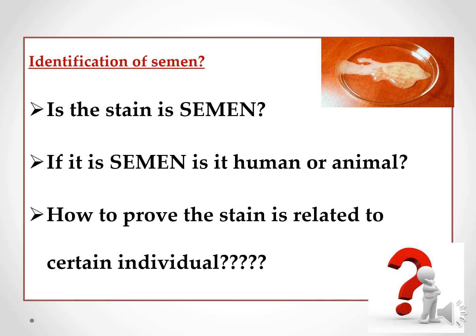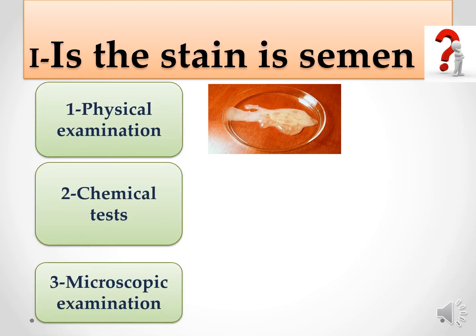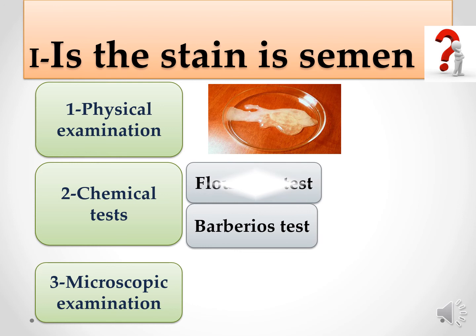Identification of semen. Items of identification of semen are similar to identification of blood stain. Is the stain semen? Is it human or animal? And finally, how to prove the stain is related to a certain individual. Is the stain semen? Physical examination, chemical tests, and microscopic examination. Chemical tests such as Florence test and Barberio test.